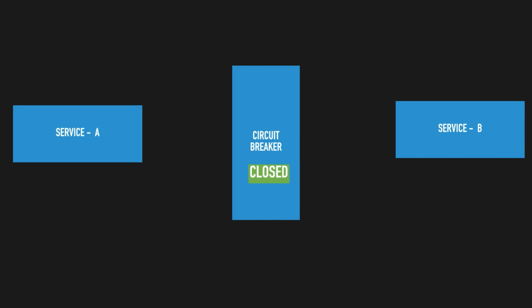Okay, now look at this diagram. The circuit breaker is in the closed state. That means the calls going through from service A to service B are monitored by the circuit breaker, and the circuit breaker allows the requests because it is in the closed state.